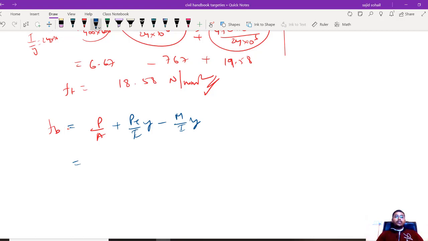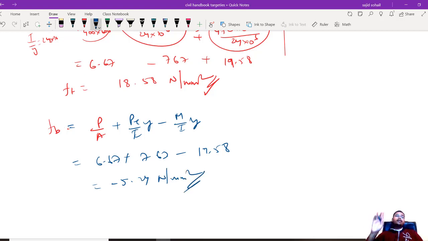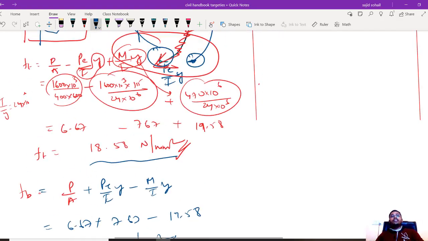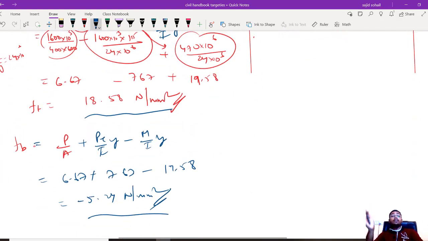So this is it. So just do it. What you will be getting? 6.67 plus 7.67 minus 19.58. If you are doing, you will be getting minus 5.24 Newton per mm square as your stress at bottom fiber. So from support at 2.5 meters, what is the stress at top fiber? 18.58 Newton per mm square, and at bottom fiber it is minus 5.24 Newton per mm square. Now let us solve with the next method. Let us see if we are getting the same answers or not.